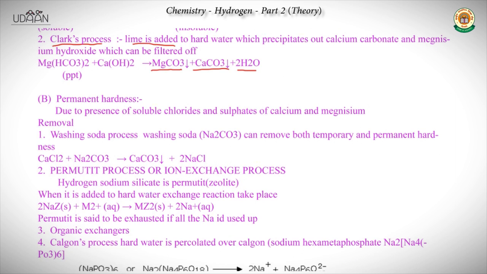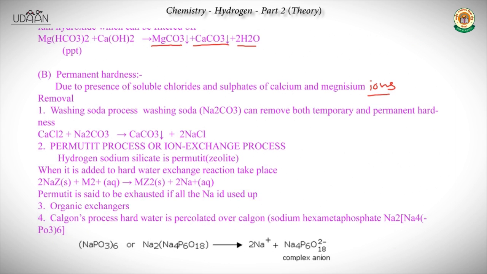The second type is permanent hardness. Permanent hardness is due to soluble chlorides and sulfates of calcium and magnesium ions. This also can be removed, first by the washing soda process. Washing soda can remove both temporary and permanent hardness.